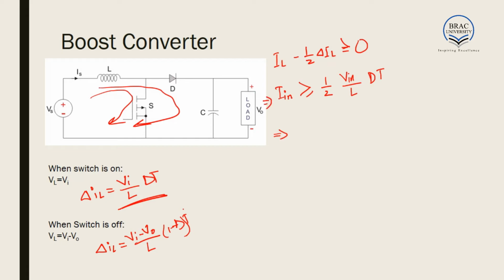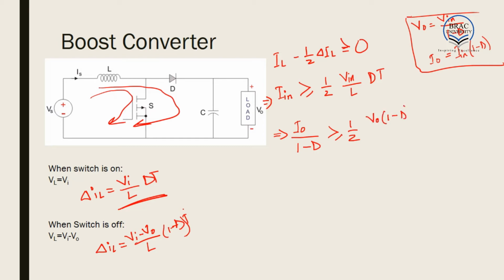Now the input output relations, we have found out that V output is equal to V input divided by (1 minus D), and again I output is equal to I input into (1 minus D). We have derived these expressions from current voltage relationships. So we can write I input as I output divided by (1 minus D) is greater than or equal to half. We can write V input is equal to V output into (1 minus D) divided by L into DT.